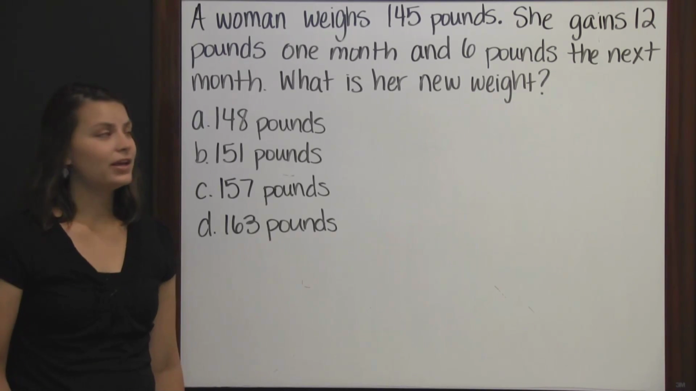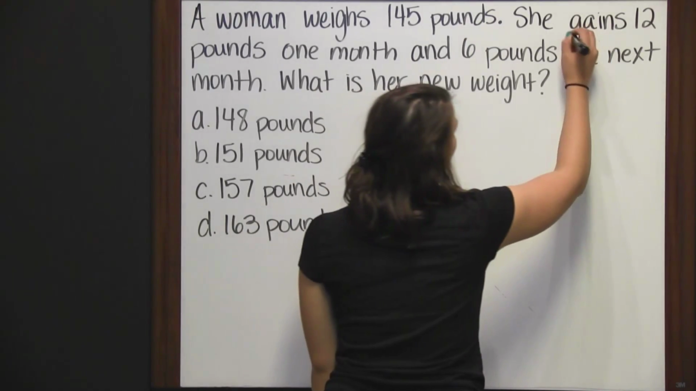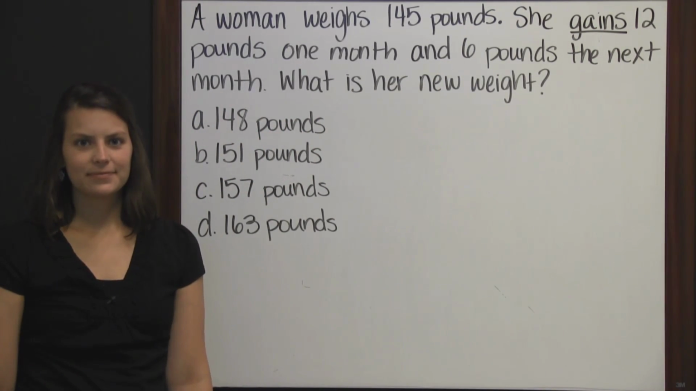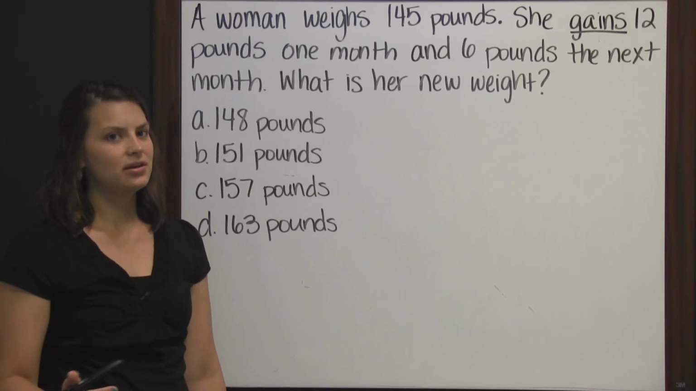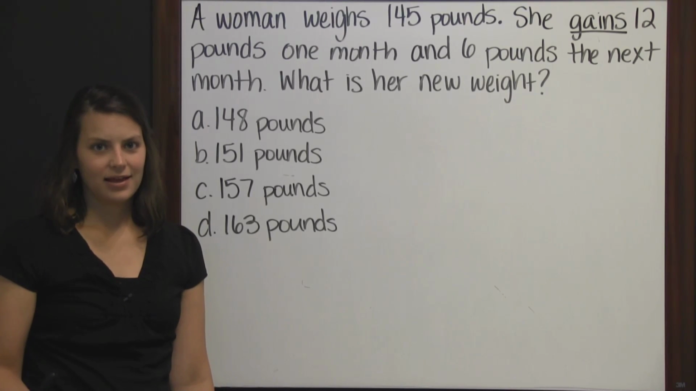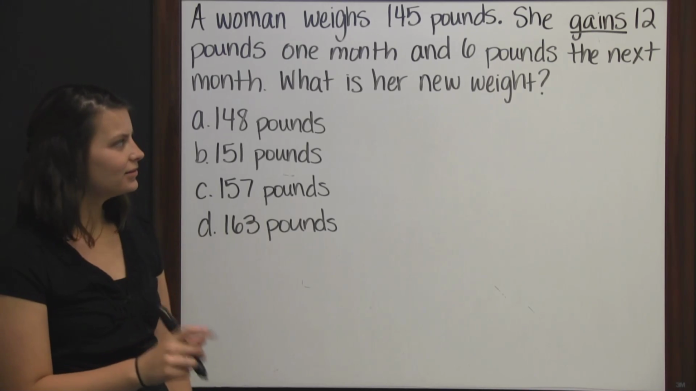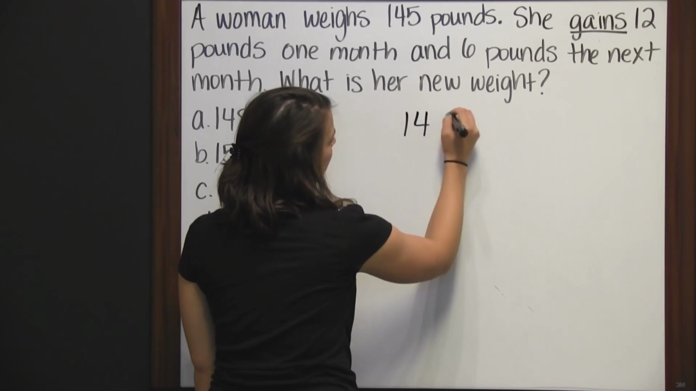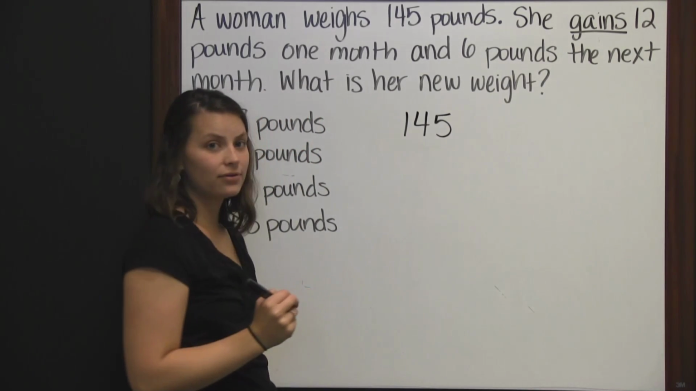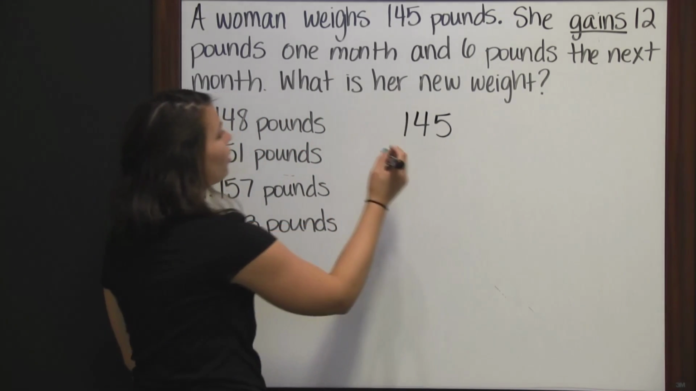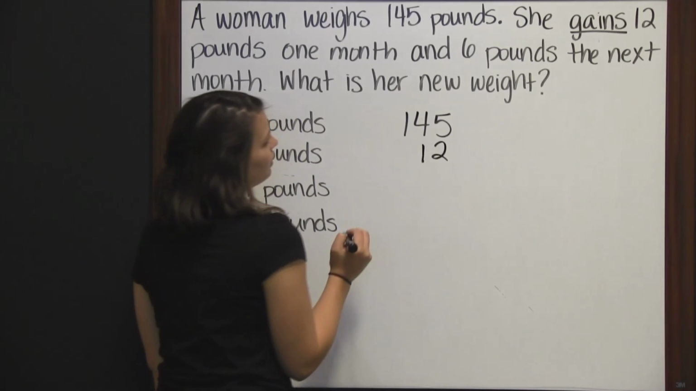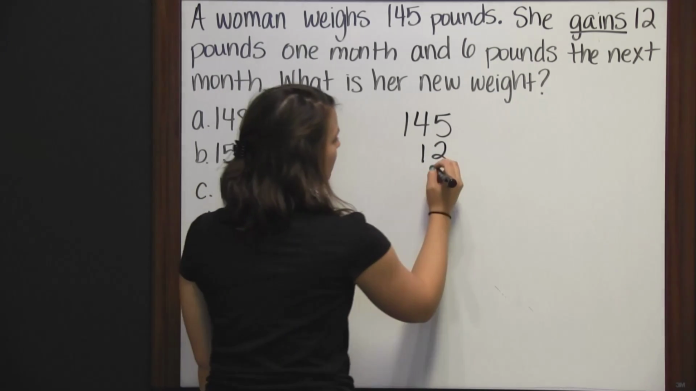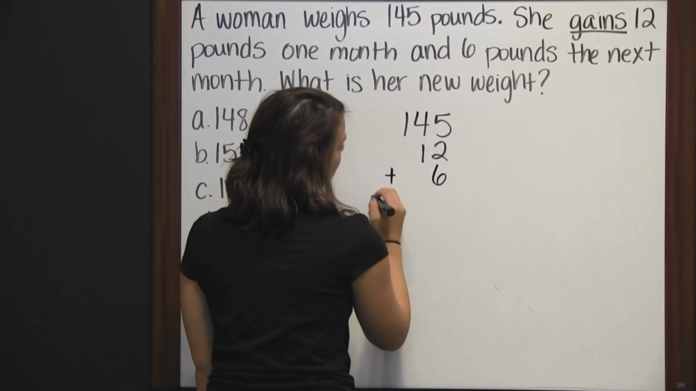Well, the key word here, or words, is gains. She gains weight, or she's adding on weight. And that word adding tells us exactly what to do. We need to take her original weight, 145 pounds, and add on what she gained, which was 12 pounds 1 month and 6 pounds the next month.